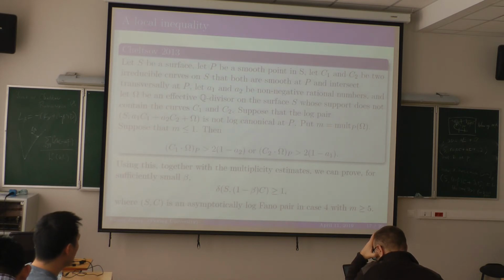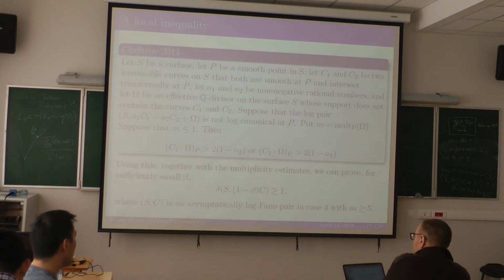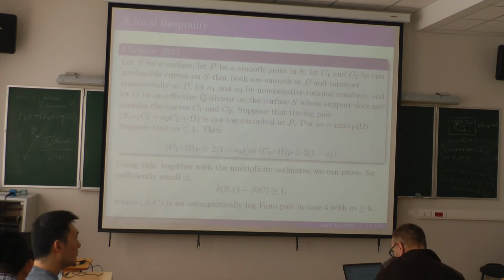Okay. But the bad news is that it's only bigger or equal. We did not achieve a strict inequality. We only showed that it's bigger or equal, so it just means that the pair is log K-semistable. We want K-stable. So we still have some work to do.